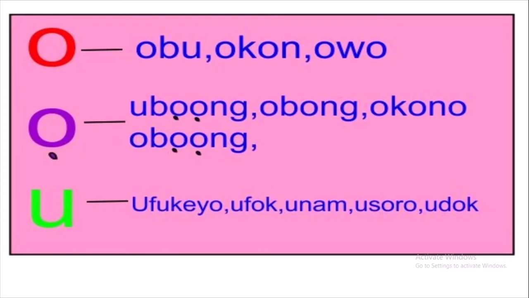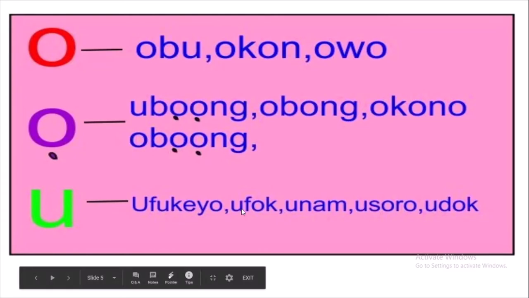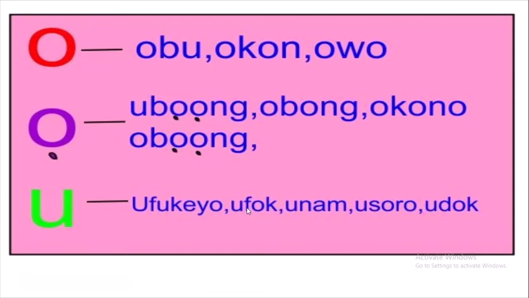We have ufureyo, which is umbrella in English. Then we have ufok, which means house in English. Unam, animal. Usoro, which means party. And udok, which means door. All of them have the sound U in it, represented by the letter U.